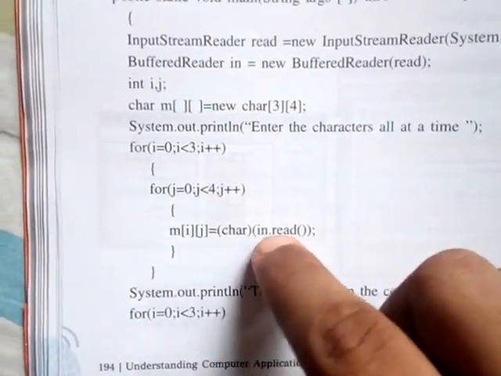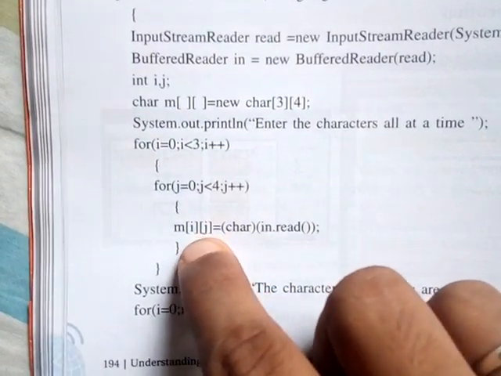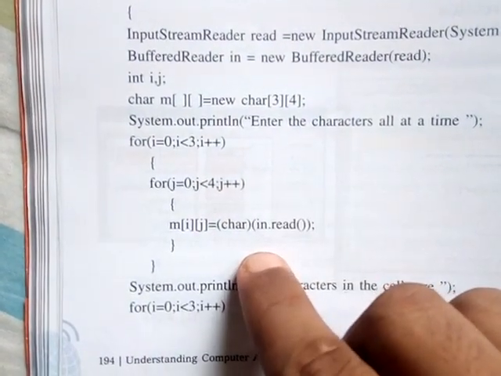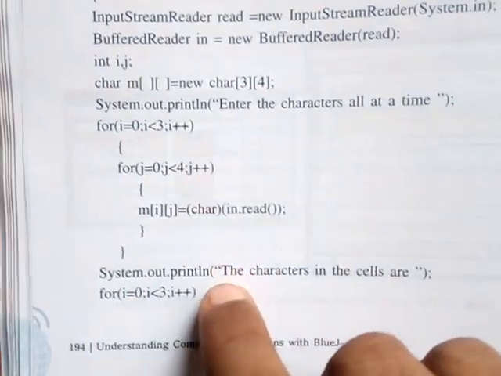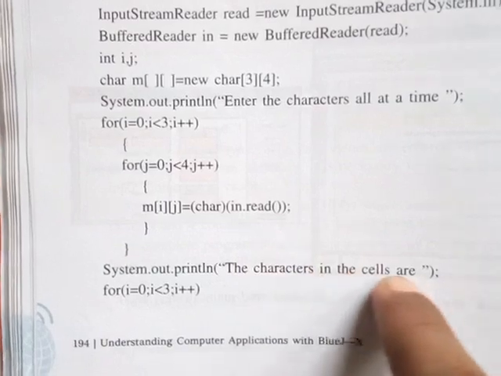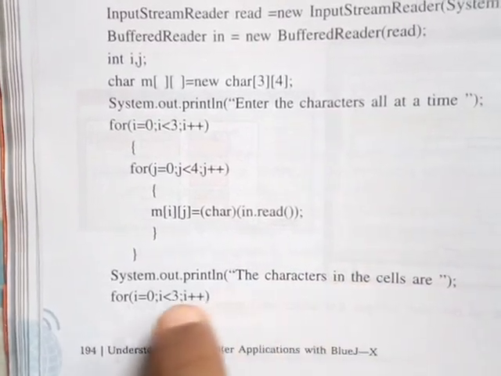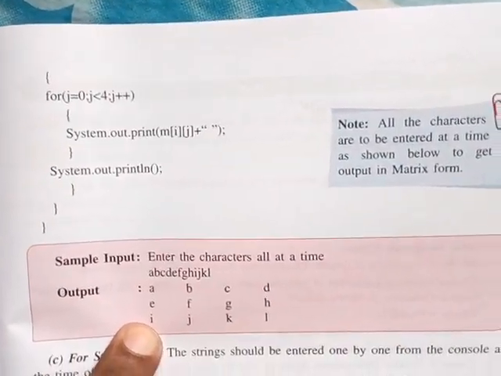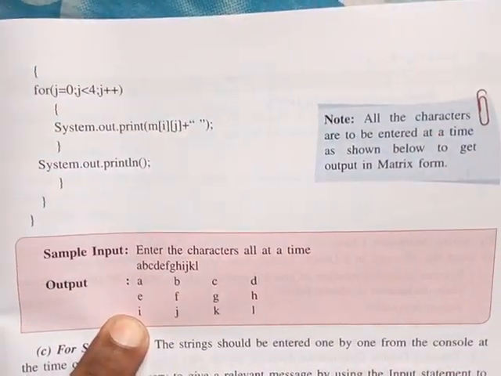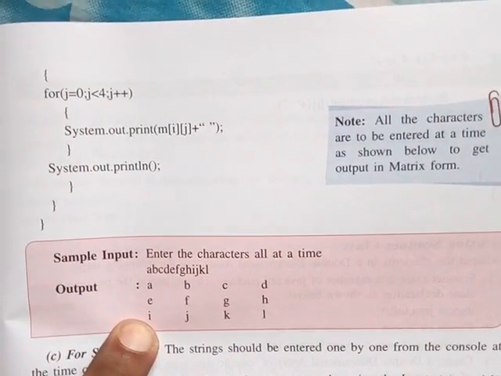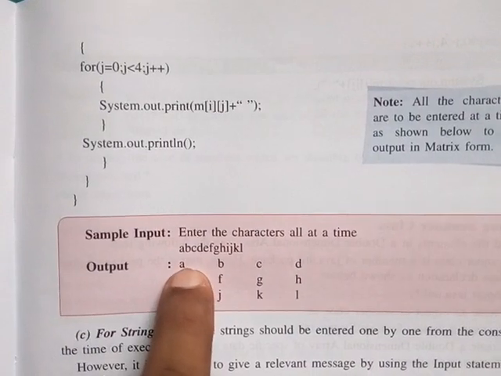See, (char) in.read, that character will enter in this index number and it will be stored in the array. So one by one it will store, and after that, at last, the characters in the cells are printed. For i equal to 0, i less than 3, i plus plus, then for j equal to 0, j less than 4, j plus plus, System.out.print m[i][j] plus gap, the same thing. Now you can see the output from here.